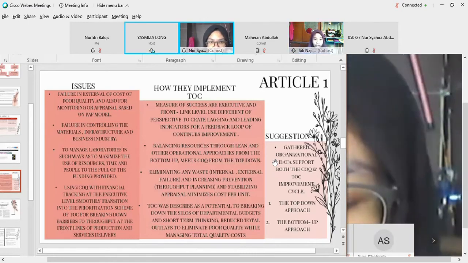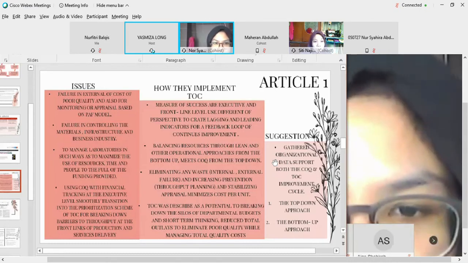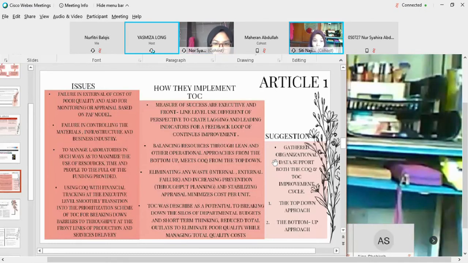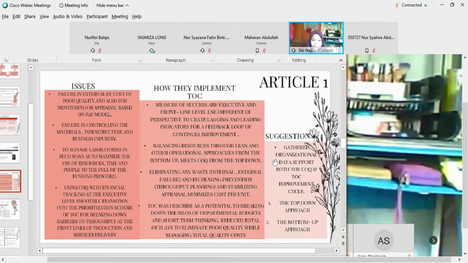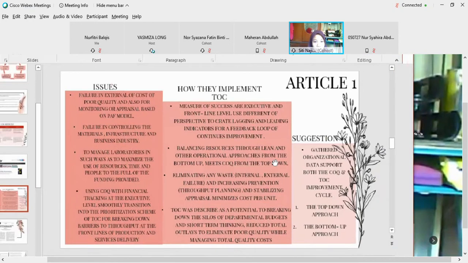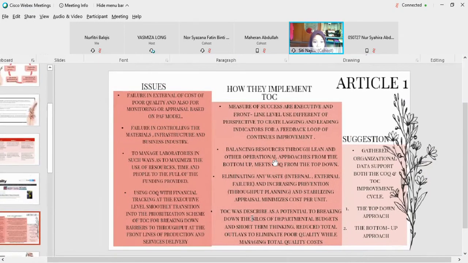Okay. I will present about how they implement the TOC. So, in this article, TOC defines the constraint or weak link by balancing resources and other operational approach from the bottom up, mixed with COQ from the top down. Other than that, they are also eliminating any waste such as external or internal failure and increasing prevention through planning, and they are also stabilizing to minimize cost per unit.